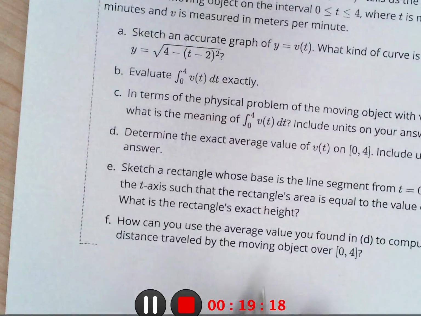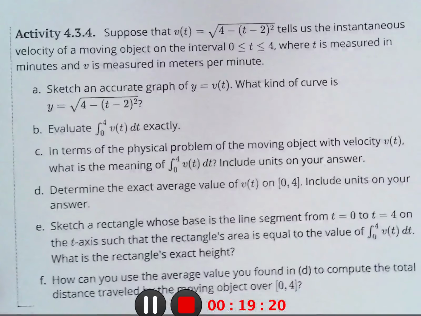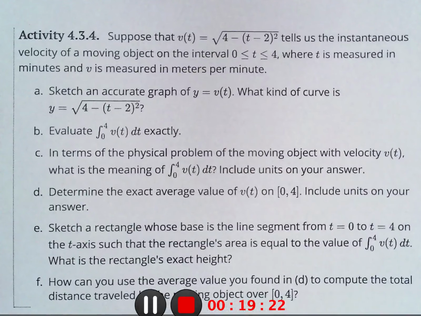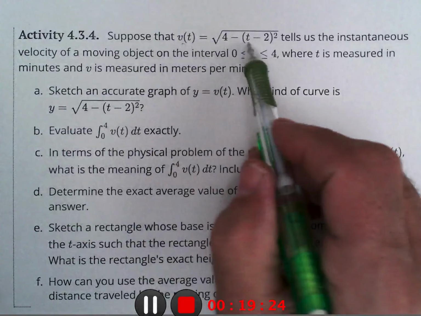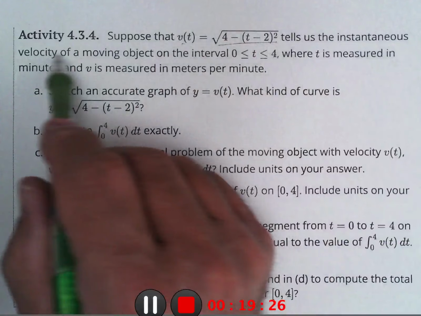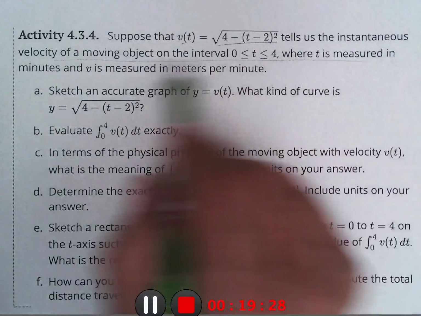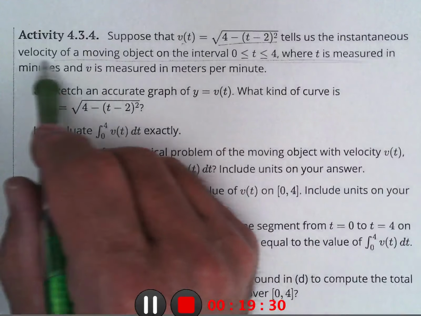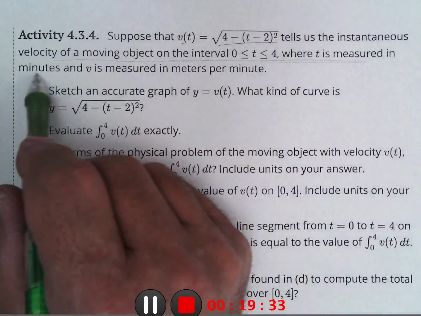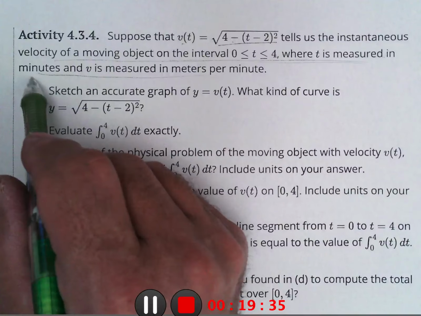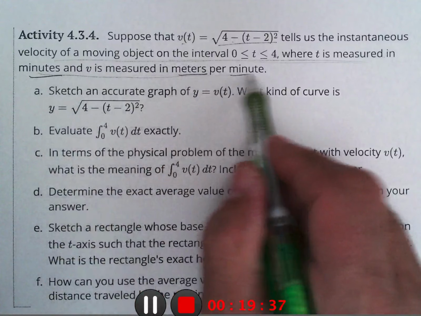Now, just a little practice here. They said, suppose that the velocity is this equation, and it's telling you where the object is instantaneously. So this is the instantaneous velocity, measured in minutes and in meters per minute. So what does this look like?